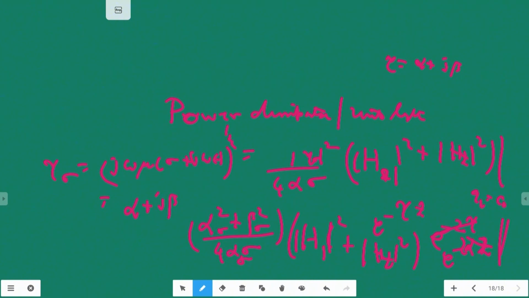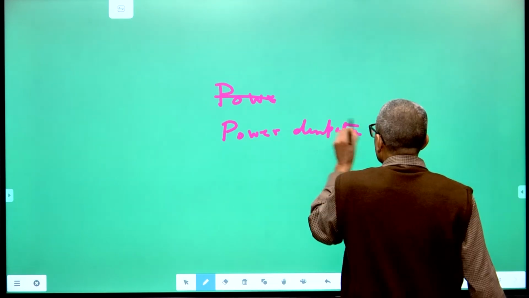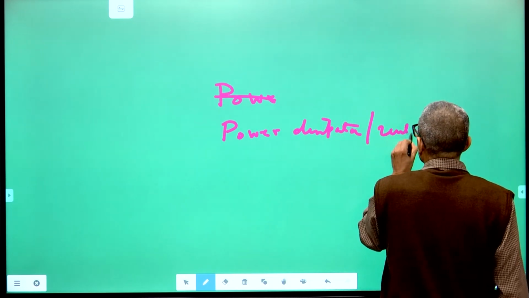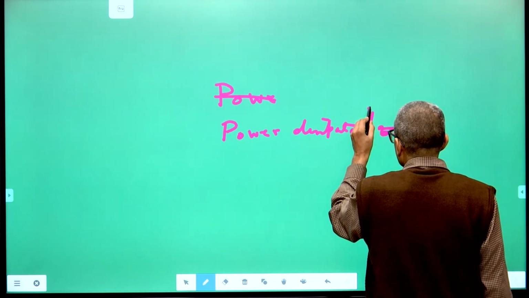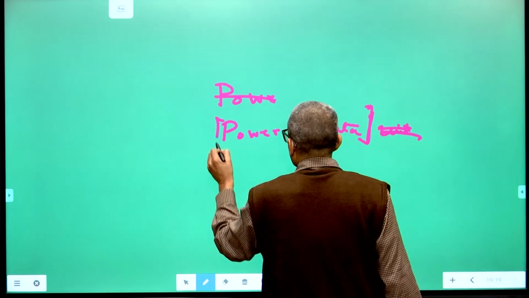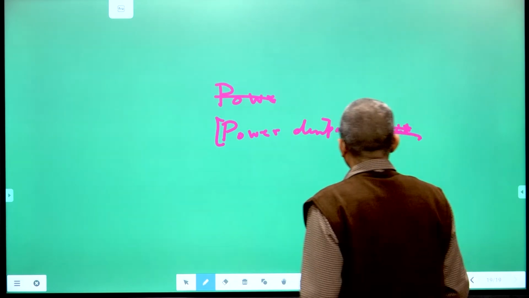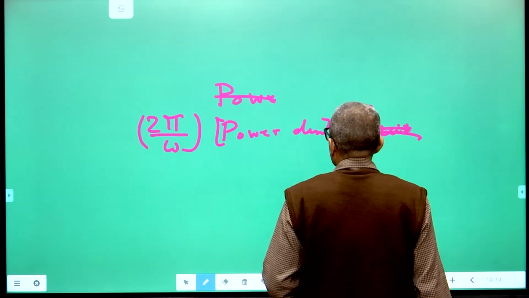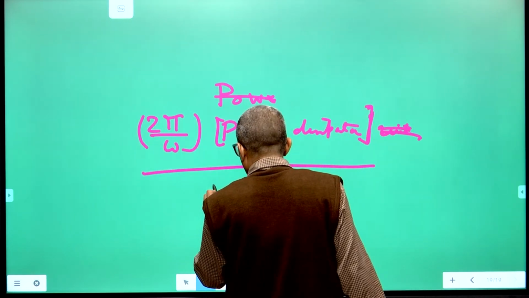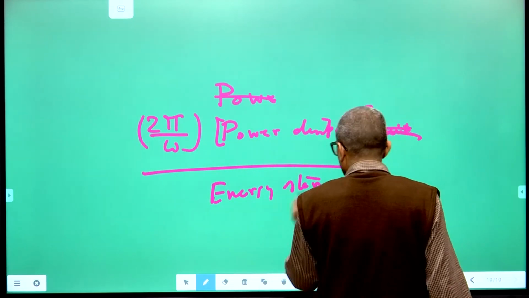So you can get the Q factor of the guide as the total power dissipated within the cavity multiplied by the time period, that is the total energy dissipated per cycle, divided by the energy stored within the guide, within the cavity.